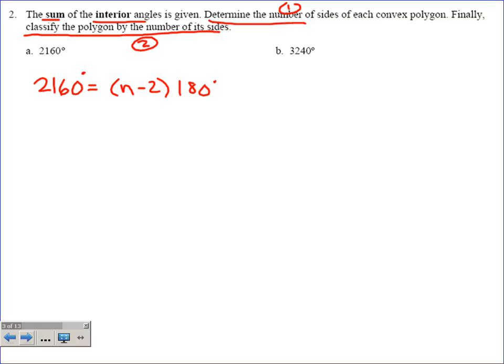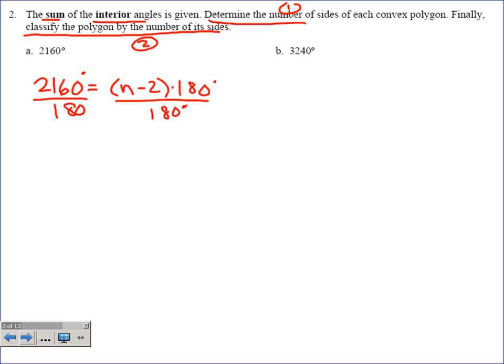Okay, well, hey, there's an n right here. We're going to get the n by itself ultimately. What might we do? Just the algebra part. You want to help him out, Tyler? We'll divide both sides by 180 because it says 180 times n minus 2.